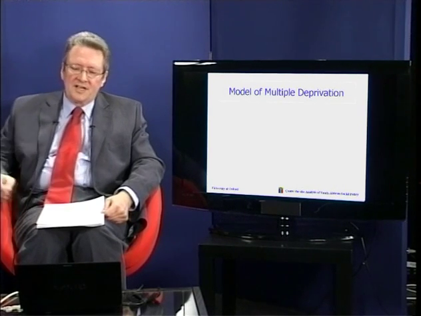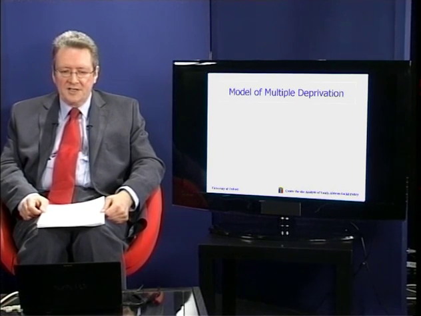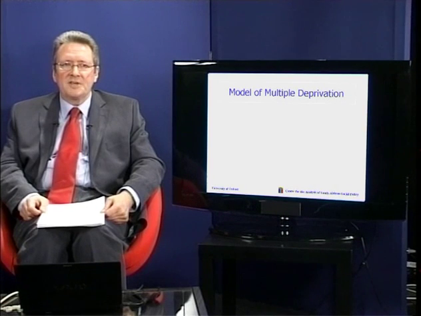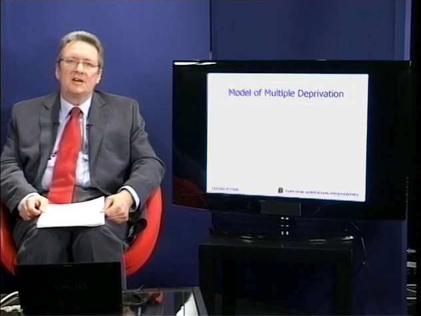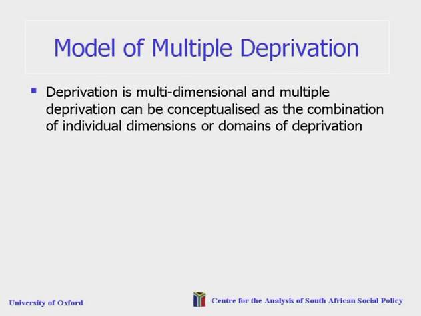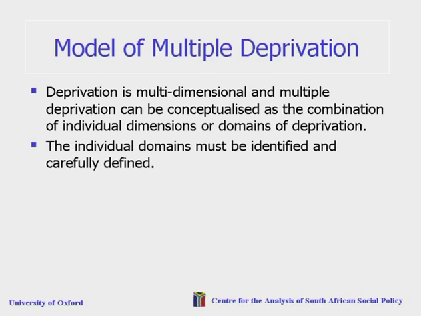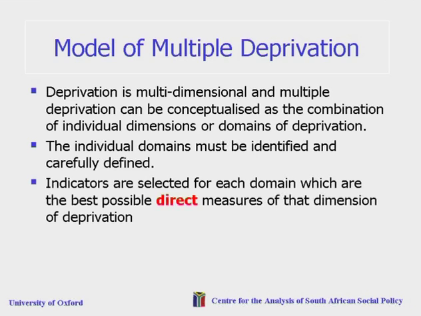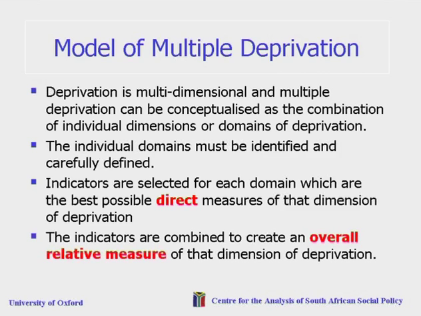The starting point for this index is that deprivation is multidimensional, and that multidimensional deprivation can be conceptualized as a combination of individual dimensions or domains of deprivation. The individual domains must first be carefully defined and identified, and indicators selected for each of the domains which represent the best possible direct measures of that kind of deprivation. And by direct measures we mean that if it's income deprivation, it must be a measure of low income and not of some proxy for low income, such as lack of possession of some item. The indicators are then combined together to create an overall relative measure of that dimension of deprivation.